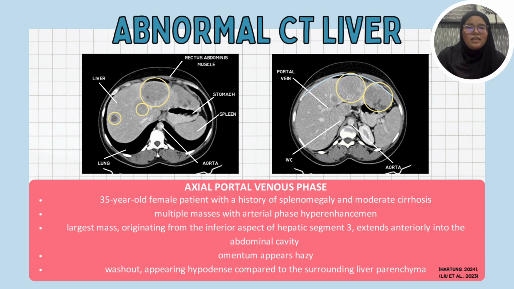In the portal venous phase, these masses exhibit relative washout, appearing hypodense compared to the surrounding liver parenchyma, which is a classic imaging feature of HCC. And by that, we can see that I have circled the yellow circle, which indicates where the masses are, hypodense compared to the surrounding liver parenchyma.